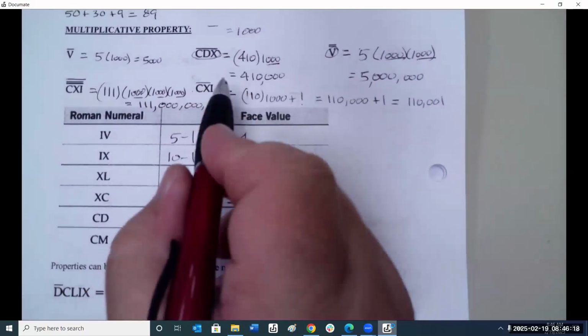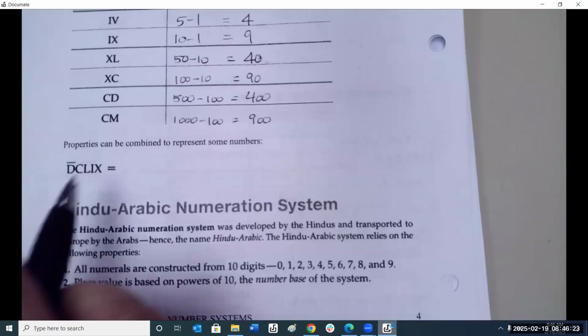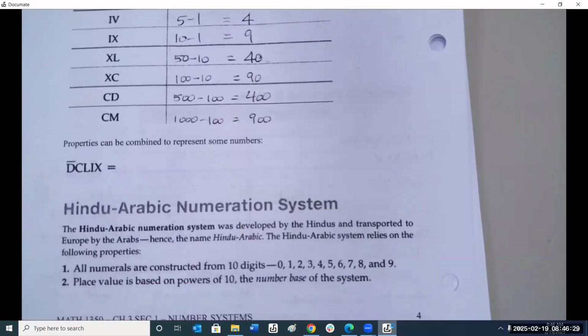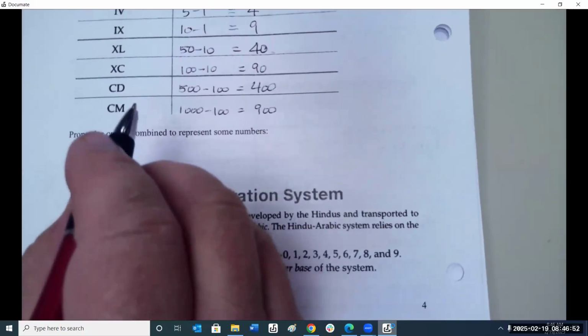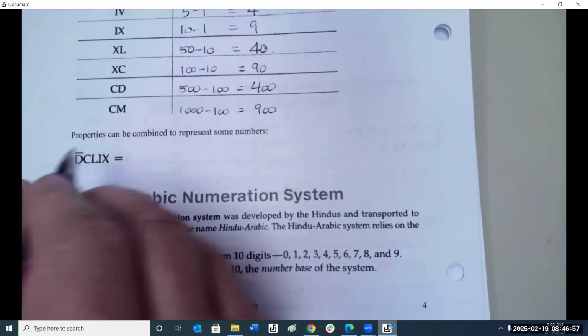You have to be very careful of where that line ends, which is why we look at this next one here. You can combine these properties. So what would this answer become? So, 500,159. It's very easy to figure out. What is D? 500.